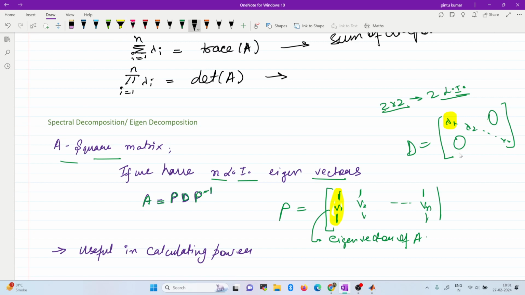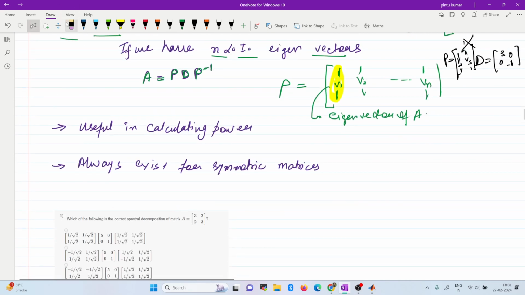You should not do it like, let's say, in the last example, where you wrote D as 3, minus 1, 0, 0, and here you include in P the eigenvector corresponding to minus 1 first, and then the eigenvector corresponding to 3. This won't help. So to write an eigen decomposition, you should maintain the order in which you are writing both the matrices.